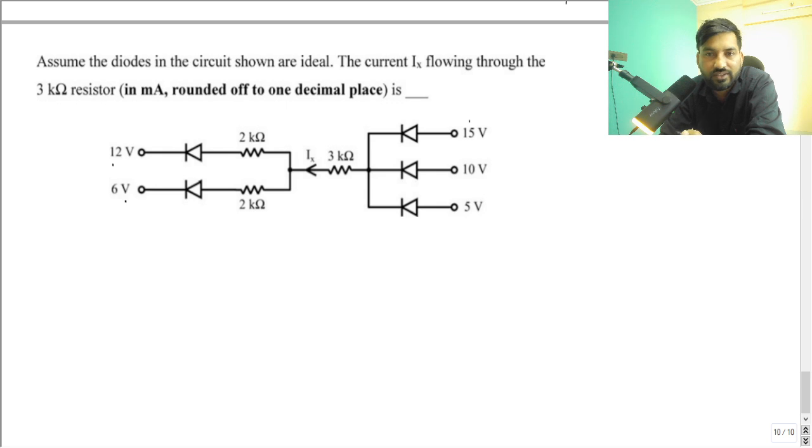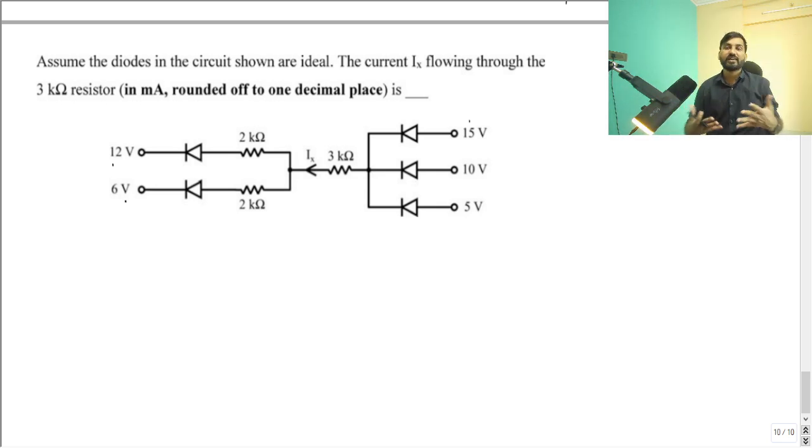So only one of the diodes can be on. Not all the diodes can be on, because if all the diodes were on, there would be a KVL violation in the circuit. Understand? I have discussed these things already. If you notice here, 15 and 12, the difference is 3, approximately. Forget about the drop across these 2K and 3K resistors.